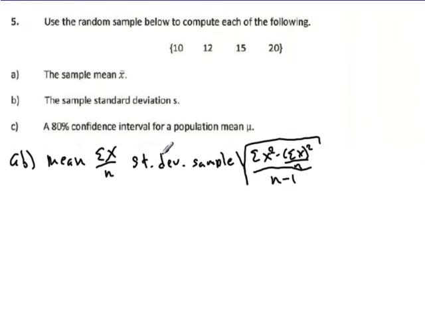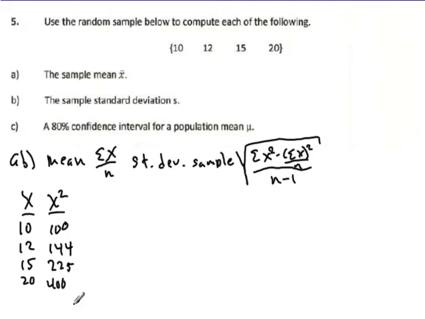So to do these first two computations in A and B, we're going to need to make a chart, x and x squared. So for x, our values are 10, 12, 15, and 20. If we square them, we'll get 100, 144, 225, and 400. Next we add. The sum of x is going to be 57. And on my calculator, the sum of x squared turns out to be 869. And you should confirm this on yours.